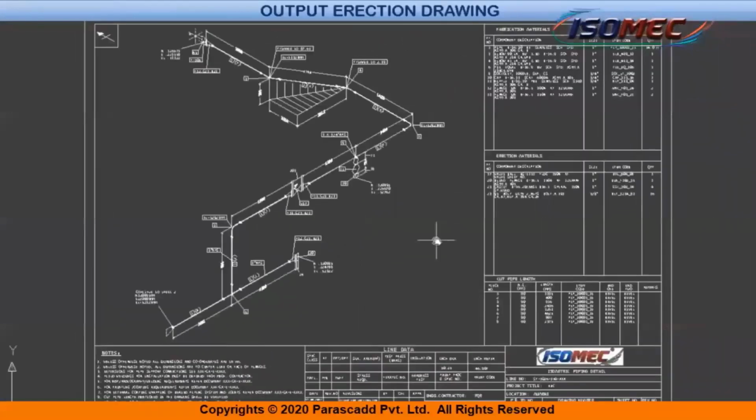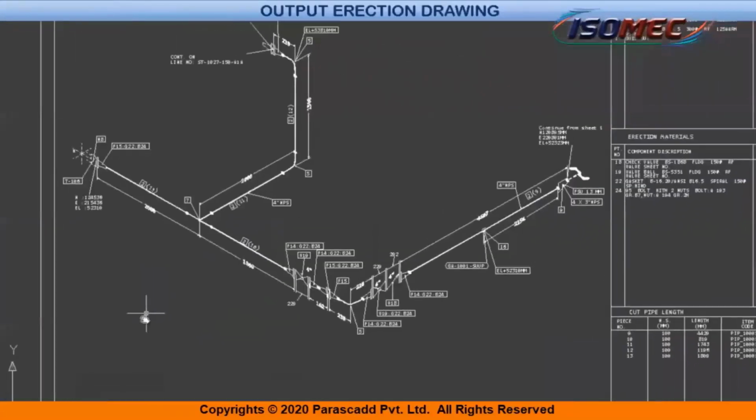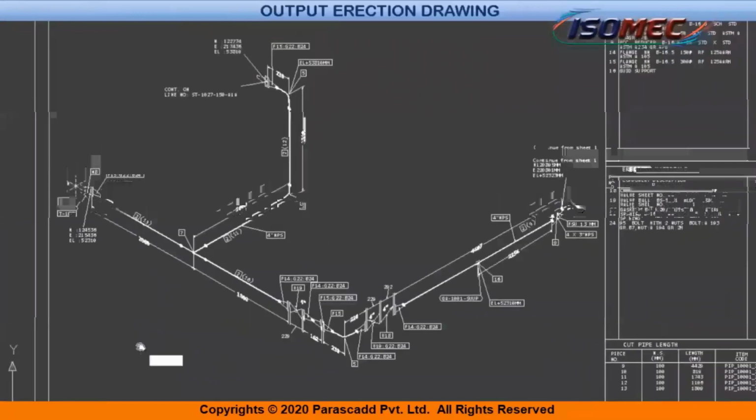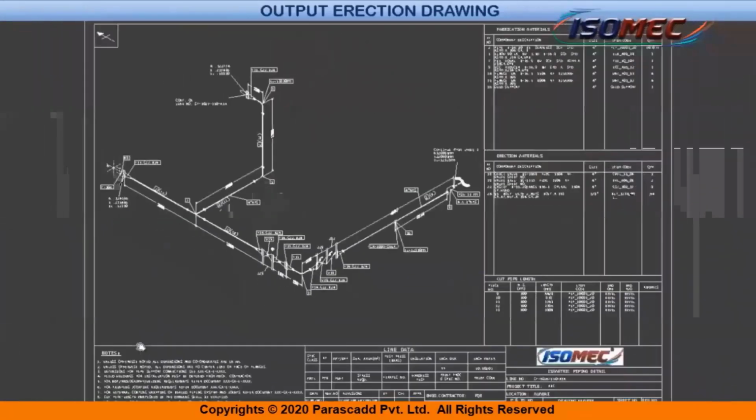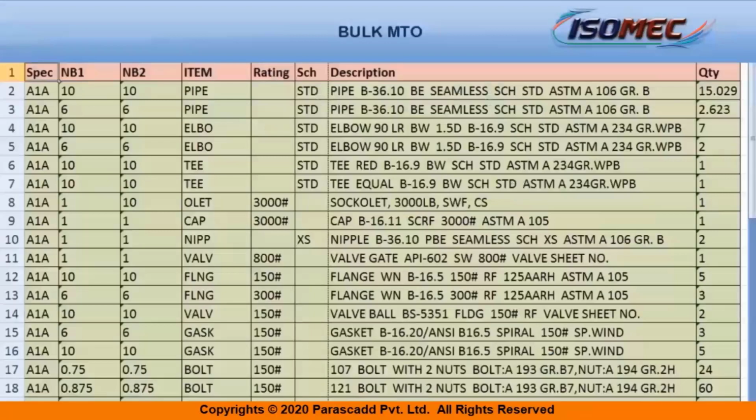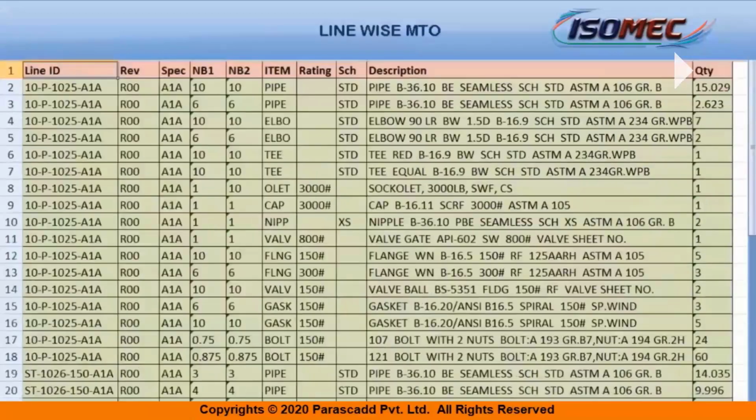Sheet 1 with its details. So my output that you get, that is bulk MTO of that line according to the spec, according to the item, the quantity associated with it, and the size. And then the line-wise MTO, that is the line ID, its associated revision number that we have selected, the sizes, the item, the schedule, the descriptions that you need, and the associated quantity.